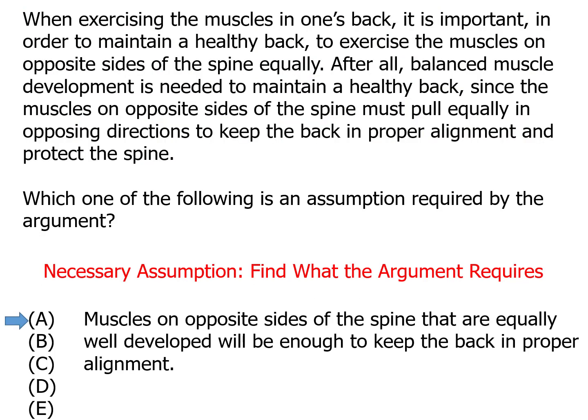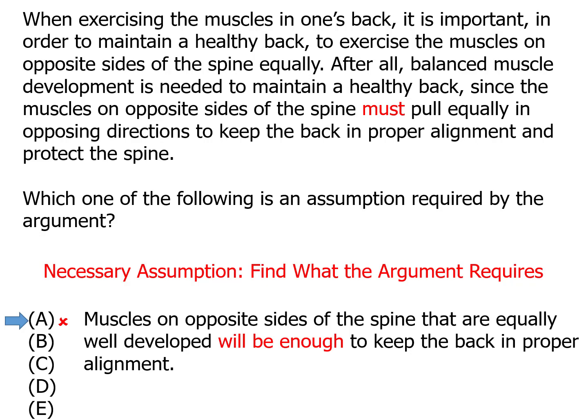Answer choice A. Now, A is a mistaken version of one of the pieces of evidence we were given. We were told that you need the muscles working equally in order to keep the back in proper alignment. This answer choice is saying that having the muscles working evenly will be enough to keep the back in proper alignment. That's confusing necessity and sufficiency. Saying that the back requires these muscles pulling evenly is not the same thing as saying that if it's pulling evenly, the back is going to be okay. So the argument doesn't require believing a garbled version of one of its premises, so this is not our answer.